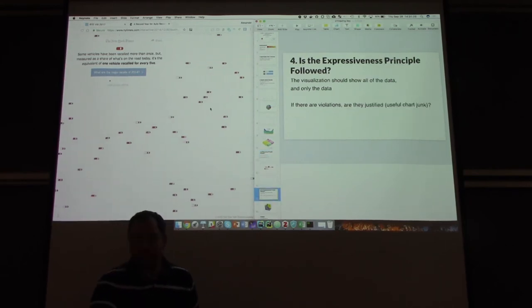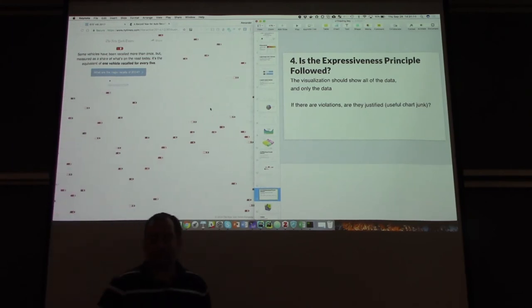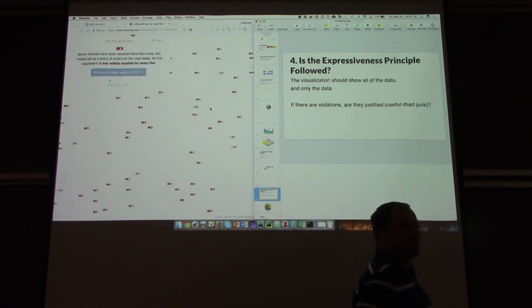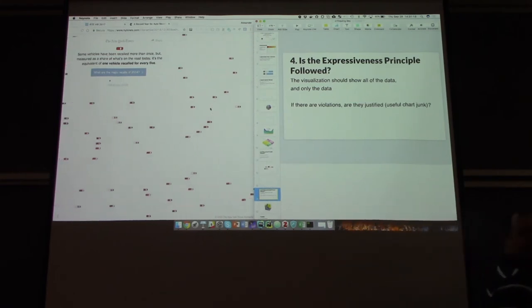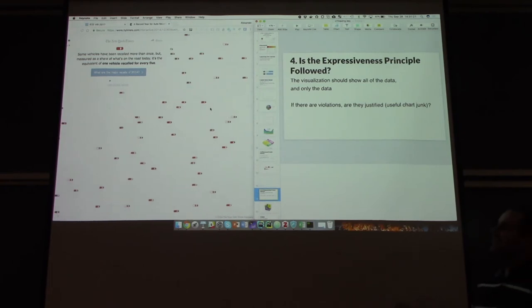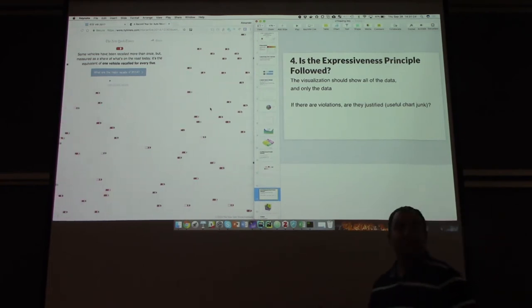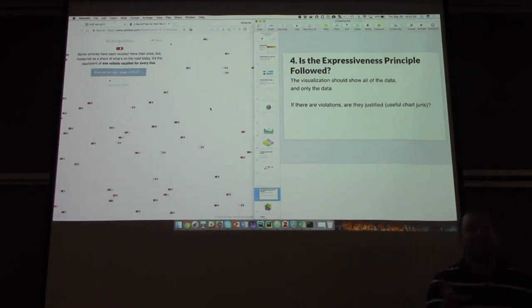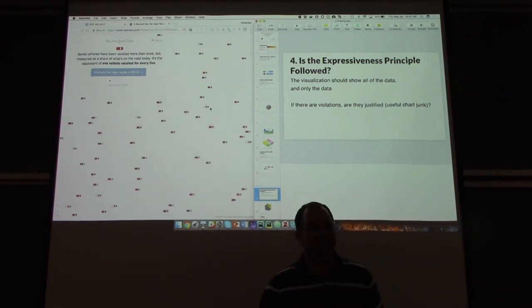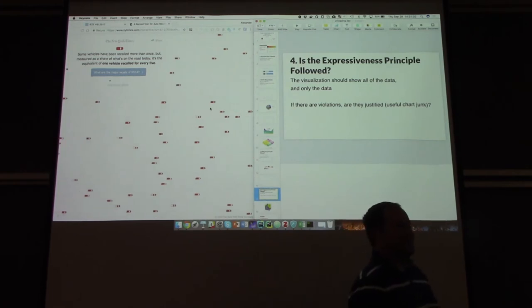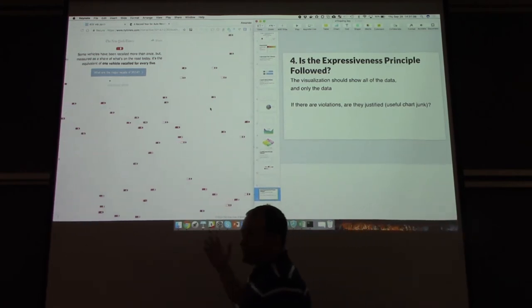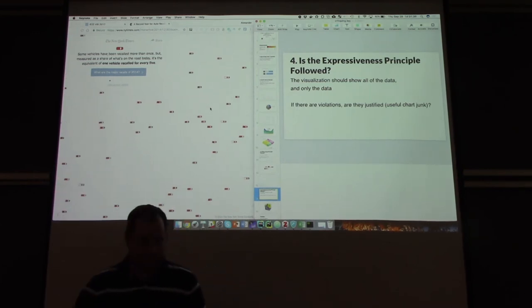Is the expressiveness principle followed? Is only the data shown and nothing but the data? No. So what are the distracting elements in here? We have animations. The speed of the cars, which many of you saw, does it encode something? It does not. So there's no meaning of the speed. This is distraction. So we're using extraneous elements that make it harder for us to read the chart.